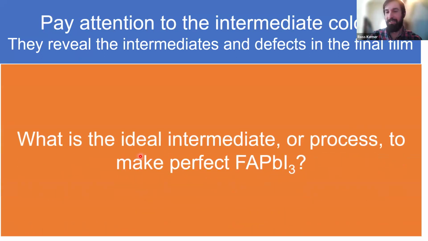And then, I'll leave you with one very last question: what do you think, or what might we do to get the ideal intermediate or process? Maybe it's not even a solution process to make perfect FAPbI3 perovskites. Obviously, you can do FAPb bromide and stuff too, but just overall, what should we be doing to push beyond, okay, we can make conformal films, we can make really good devices. How do we push the semiconductor technology even further and minimize 2D and point defects?